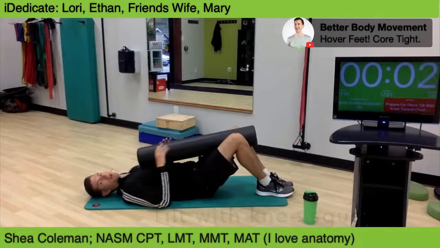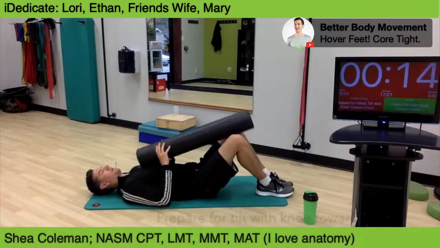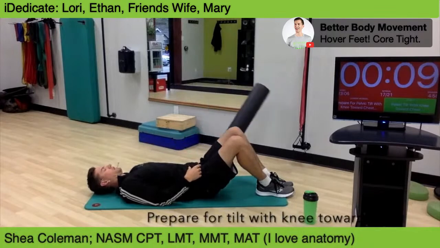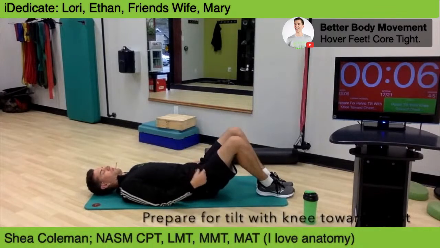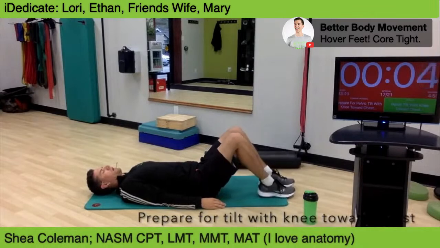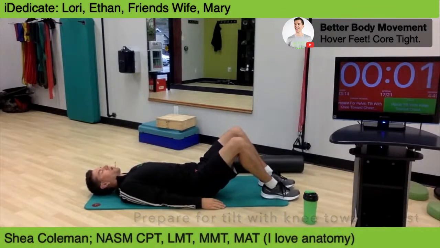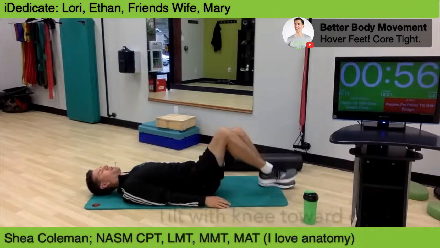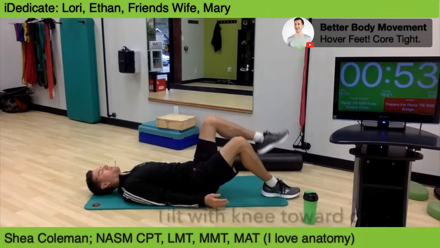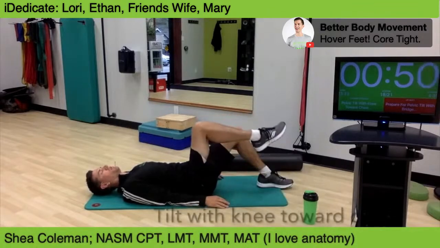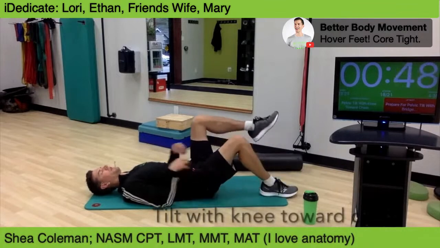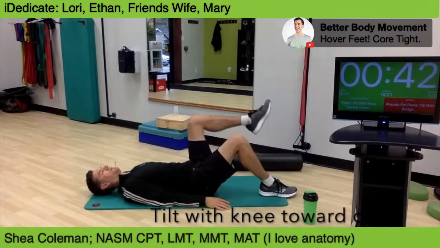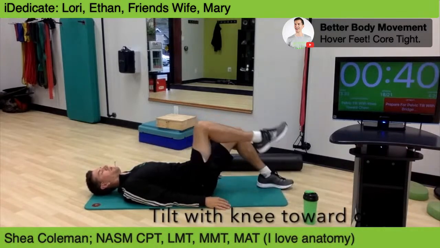3, 2, 1. Prepare for pelvic tilt with knee toward chest. Good, tight pelvic tilt as you march. Remember, do not scissor kick. One leg at a time. 3, 2, 1. Pelvic tilt with knee toward chest. Good core compression, tight, tight, tight. Make sure the feet are hovering, but only move one at a time.